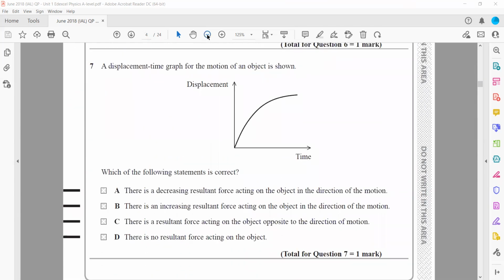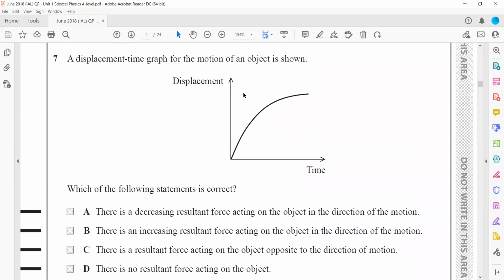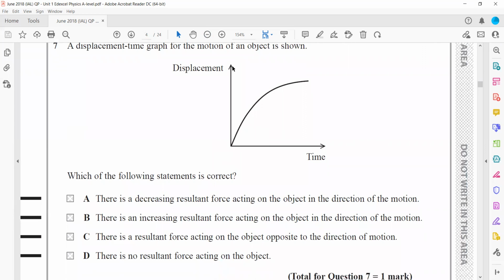Question 7, the displacement and time graph for an object is shown. Which of the following statements is correct? So for a displacement-time graph, what does the slope represent? The slope represents the velocity. Here the slope is decreasing, it means the velocity is decreasing.